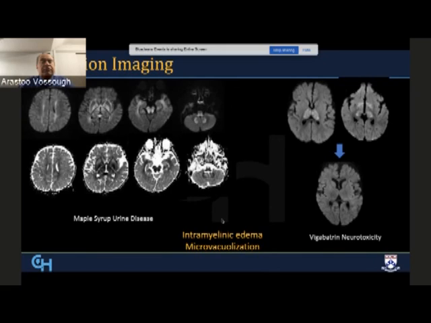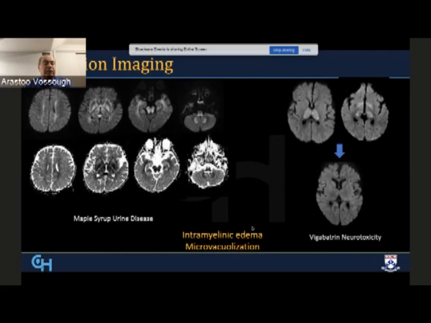However, not all restricted diffusion is irreversible, because diffusion restriction is not just caused by cytotoxic edema. There are many other pathophysiologic mechanisms that can result in restricted diffusion, and one of them is so-called intramyelinic edema. The pathologist might call it microvacuolization. These are two prototypical examples.